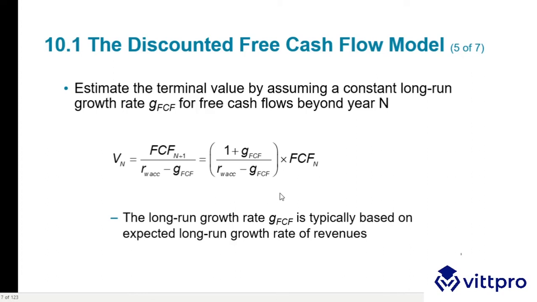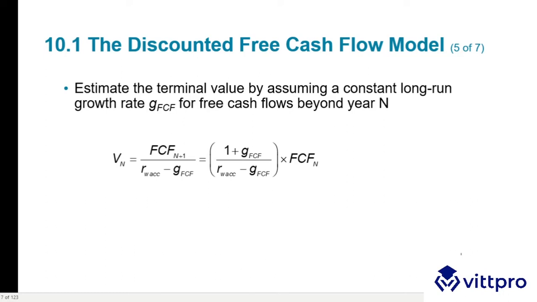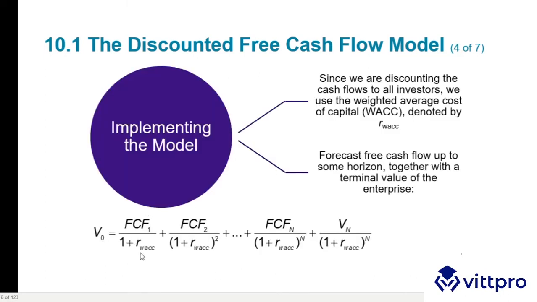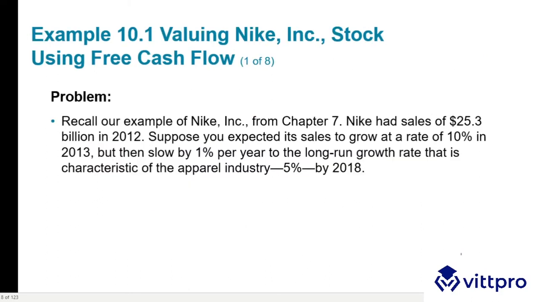The terminal value formula is the free cash flow of the next year, meaning the coming year, divided by r minus g. That's the simple formula you will use when calculating the terminal value, which is used in this formula: FCF n divided by (1 plus r) to the n, plus the terminal value. So let's look at the example. Let's say they had sales of $25 billion in 2012.